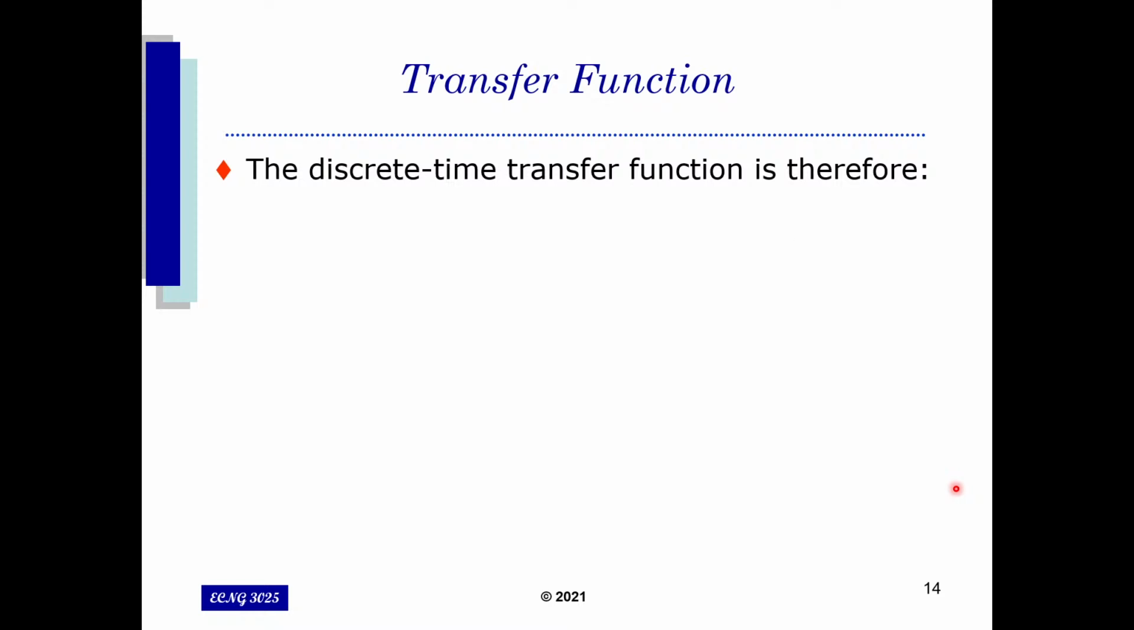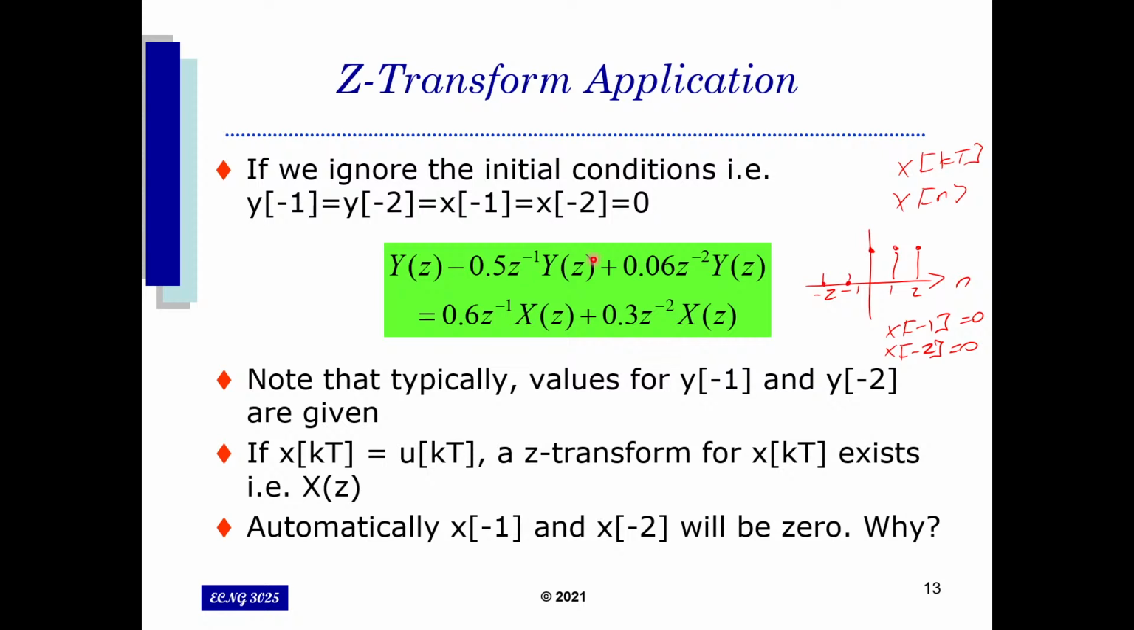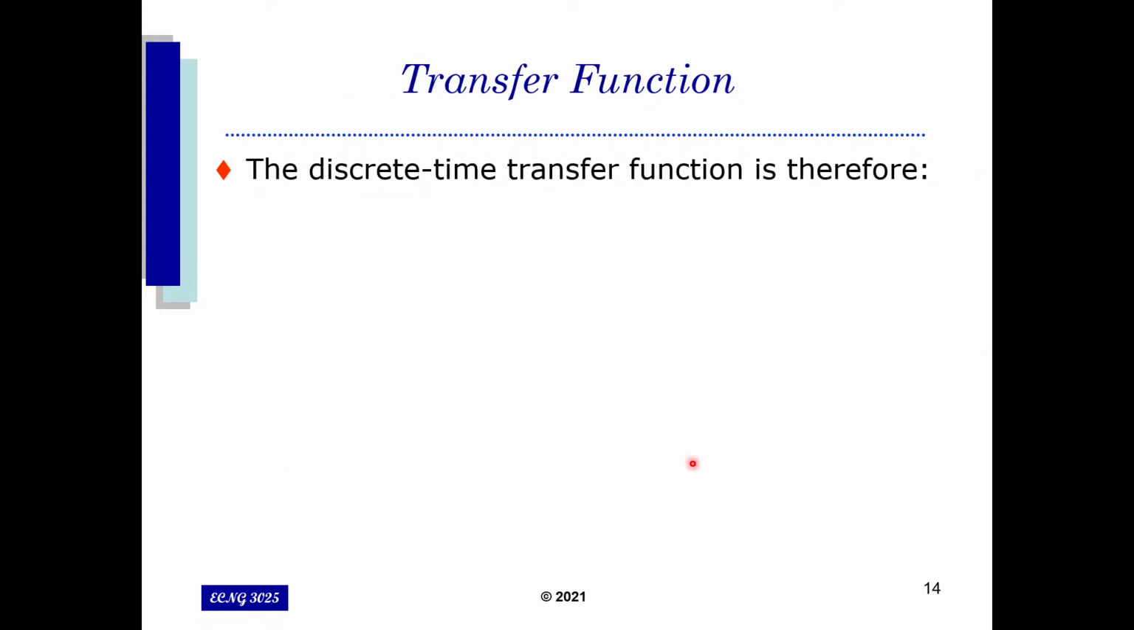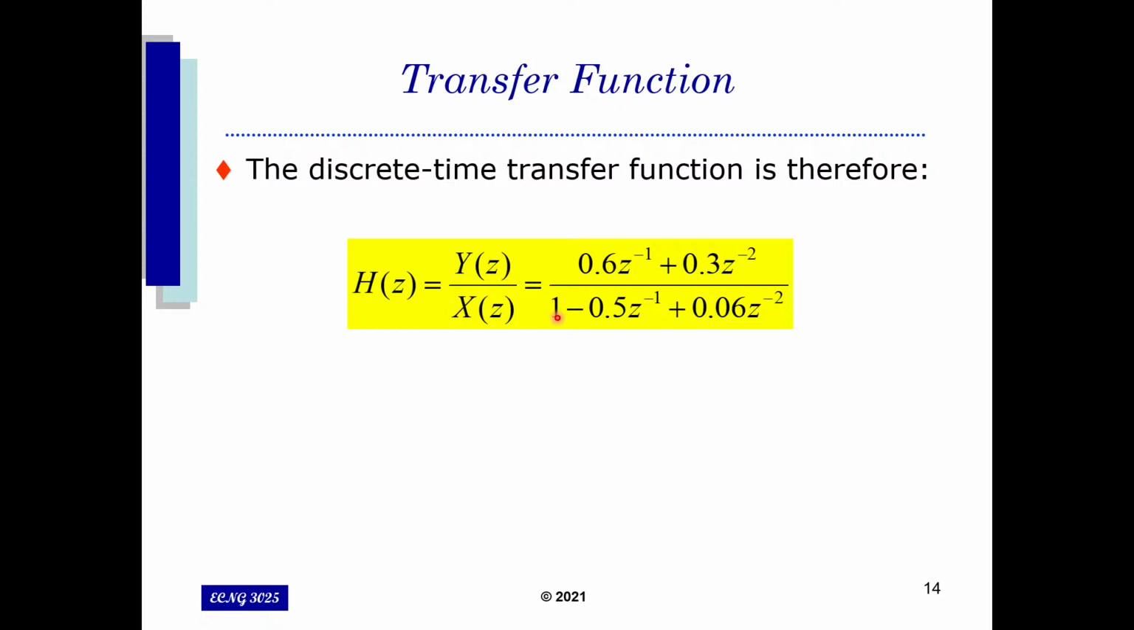So once we have this equation here, y and x, we just factorize out all the y terms and factorize out all the x terms, and we get it into its transfer function form, which is going to be y divided by x here.